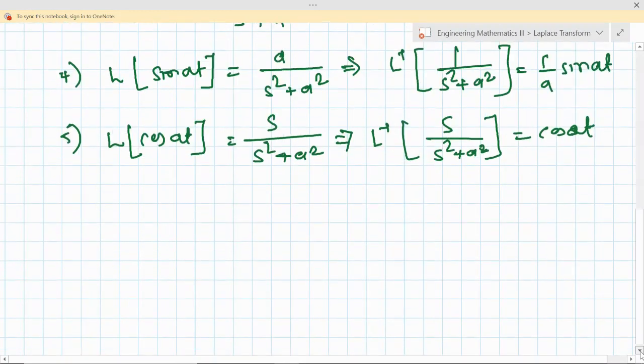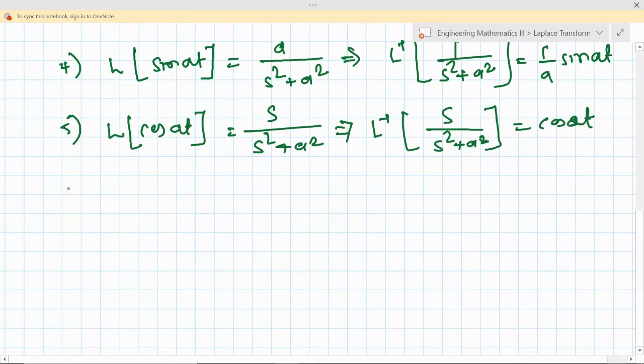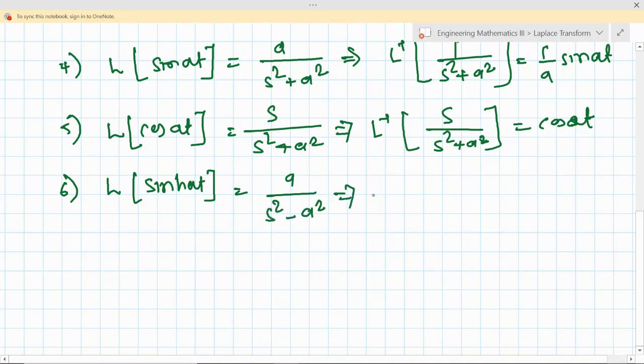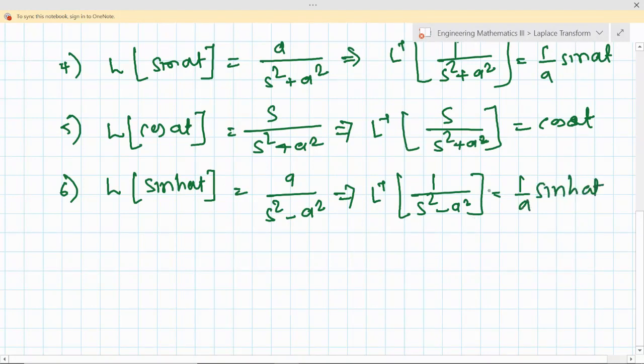The sixth result that we have is the Laplace of sine hyperbolic at. We have the result with only a minus instead of plus as in sine at. This is s square minus a square. And from this, what is the inverse Laplace of 1 upon s square minus a square? This is nothing but 1 upon a times sine hyperbolic at.